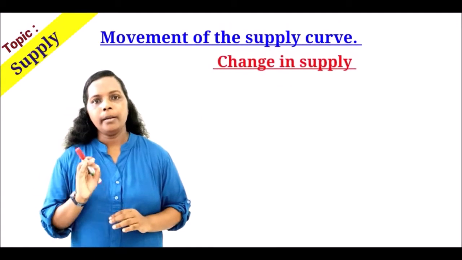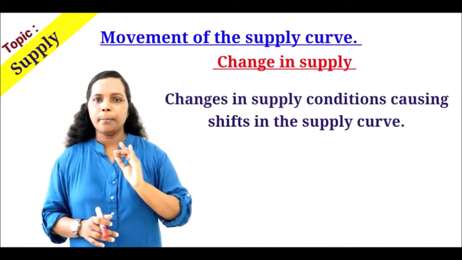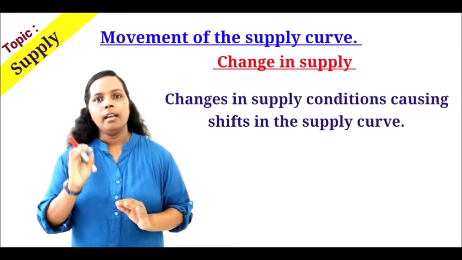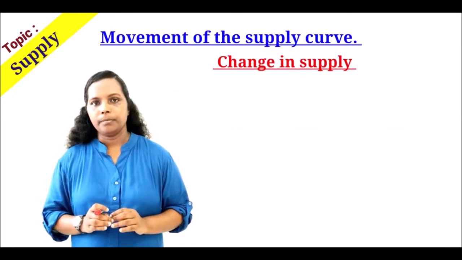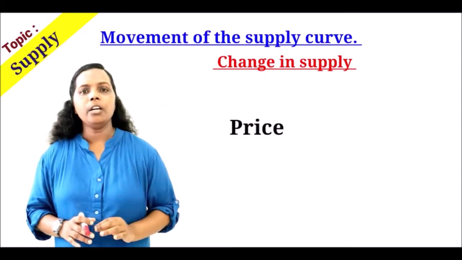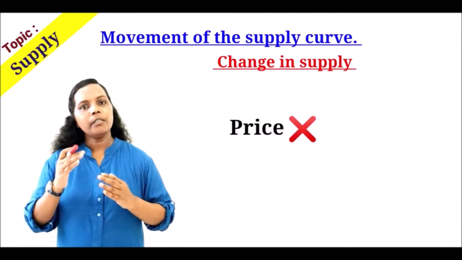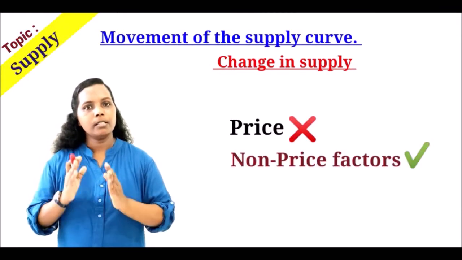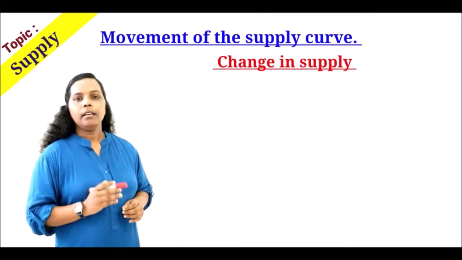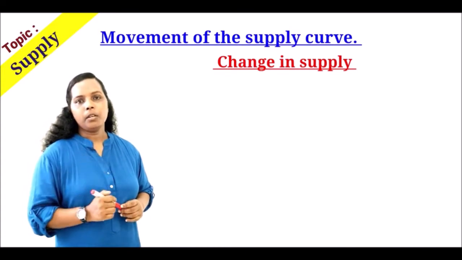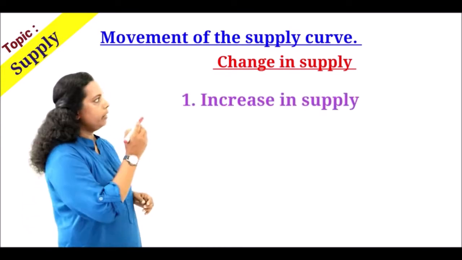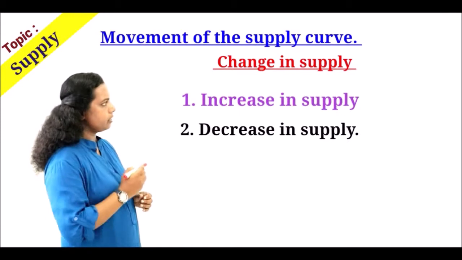Changes in supply means the changes in the supply condition causing a shift in the supply curve. Remember, price does not play any role in this case. So, these are the non-price factors causing supply to shift. Here we can see two types of changes in supply, an increase in supply and a decrease in supply.